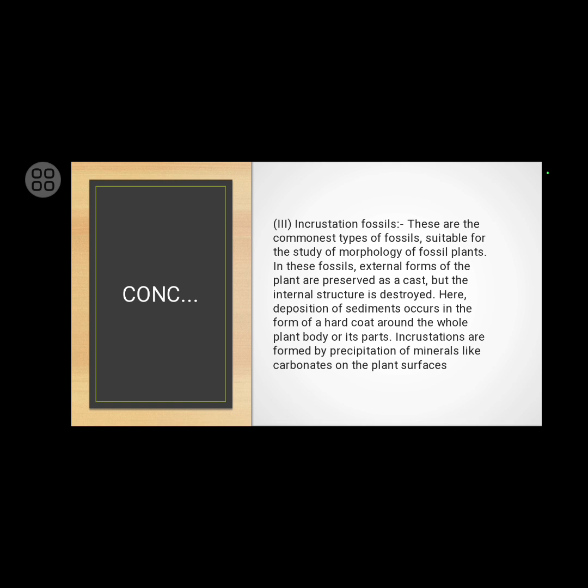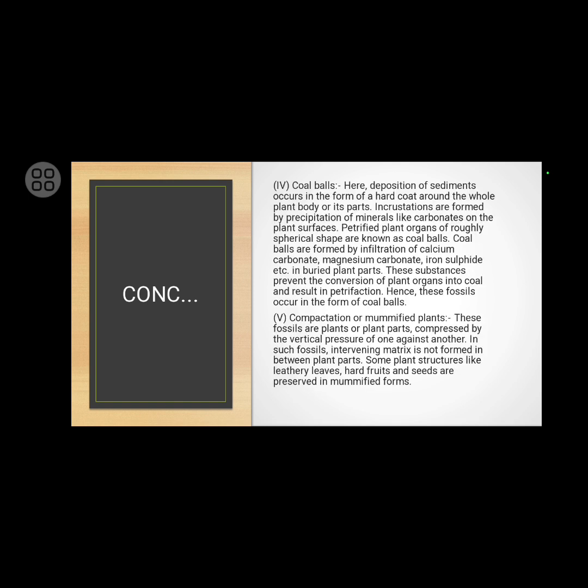Incrustation fossils. These are the commonest type of fossils suitable for the study of morphology of fossil plants. In these fossils, external forms of the plants are preserved as a cast, but the internal structure is destroyed. Here, deposition of sediments occurs in the form of a hard coat around the whole plant body or its parts. Incrustations are formed by precipitation of minerals like carbonates on the plant surfaces.